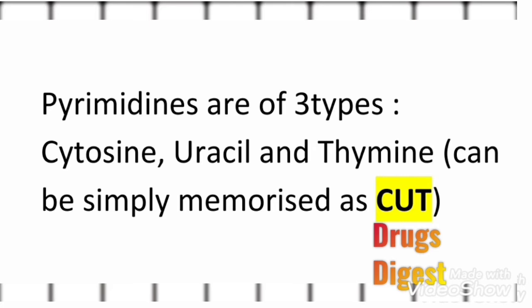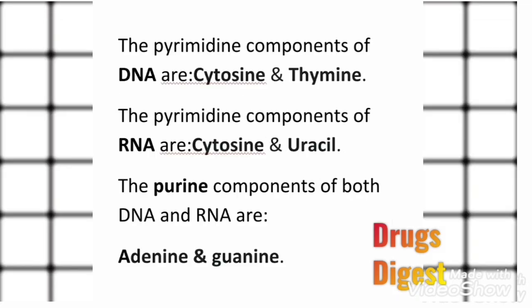Pyrimidines are of 3 types: cytosine, uracil and thymine. We can simply memorize it as CUT, C-U-T: cytosine, uracil and thymine. The pyrimidine components of DNA are cytosine and thymine. The pyrimidine components of RNA are cytosine and uracil. We can memorize as uracil contains RA, that is RNA. The purine components of both DNA and RNA are adenine and guanine.